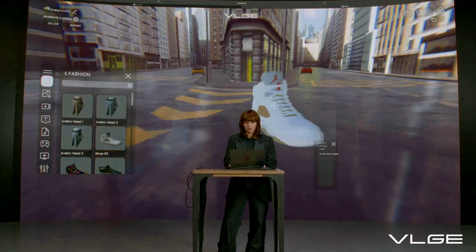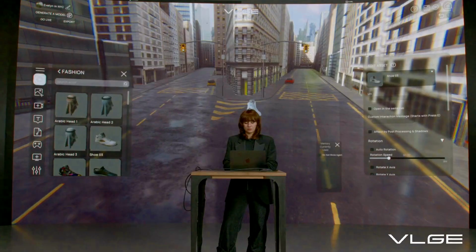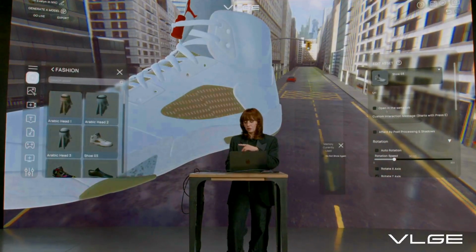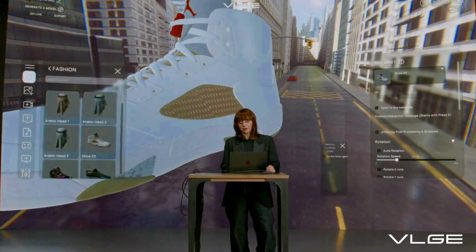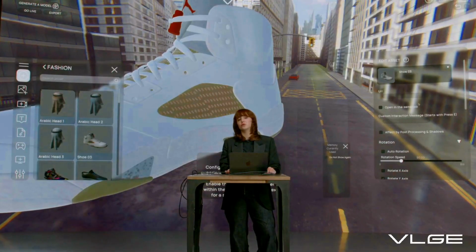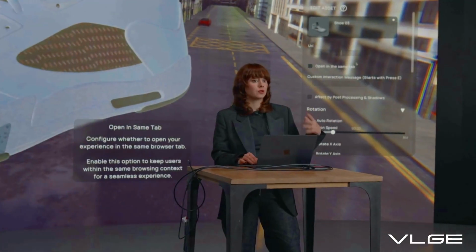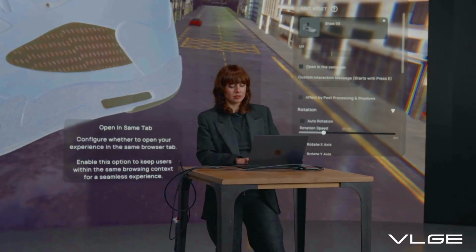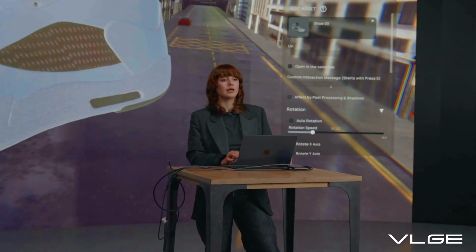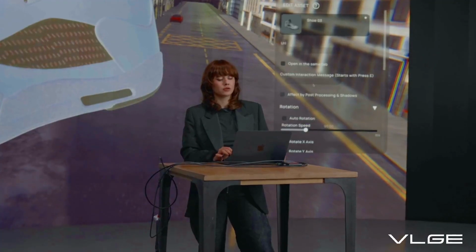Now I'm going to go a bit further back, select the shoe again, and scale it up. On the top right corner, you have the URL space where you can add any URL address. Usually SME brands add the checkout page of the particular product. You can also decide whether to open in the same tab or a new tab. You can also add a custom interaction and a custom interaction message.